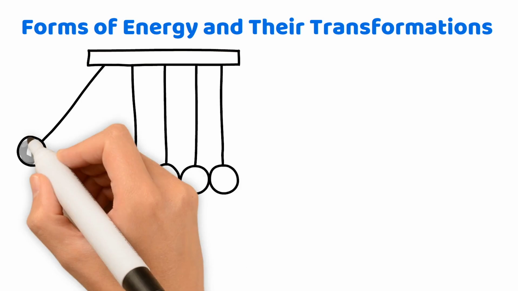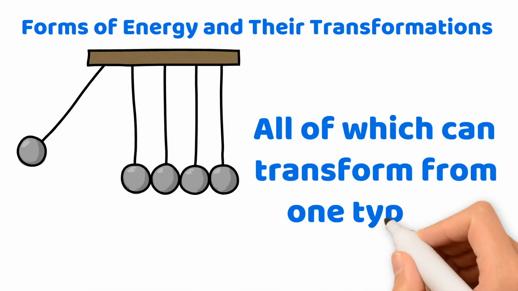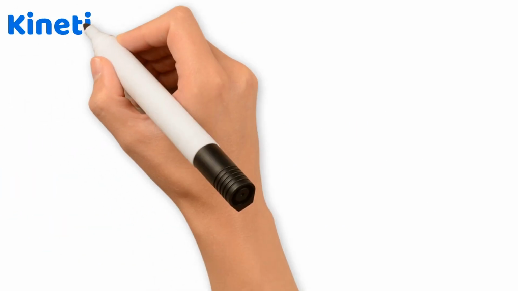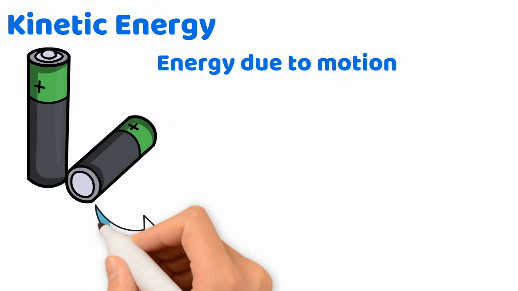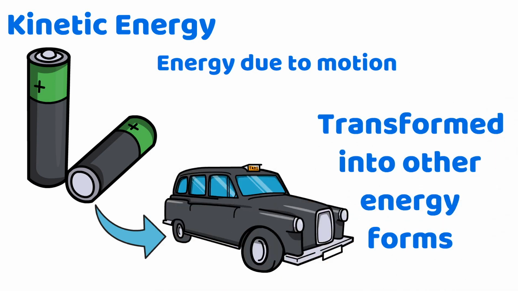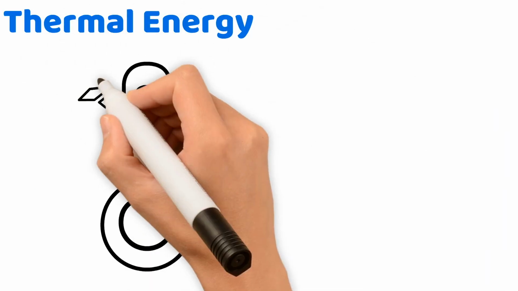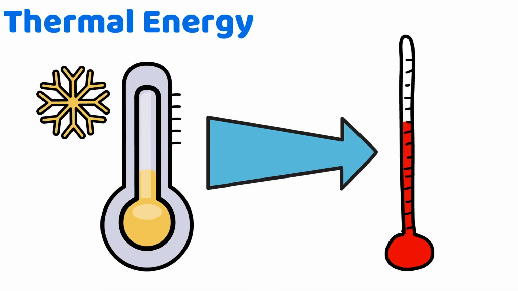Forms of energy, and their transformations. Energy can exist in various forms, all of which can transform from one type to another. Kinetic energy, energy due to motion. Anything that moves has kinetic energy, which can be transferred between objects or transformed into other energy forms. Thermal energy. This form of energy is associated with the temperature of an object and is transferred through heat.